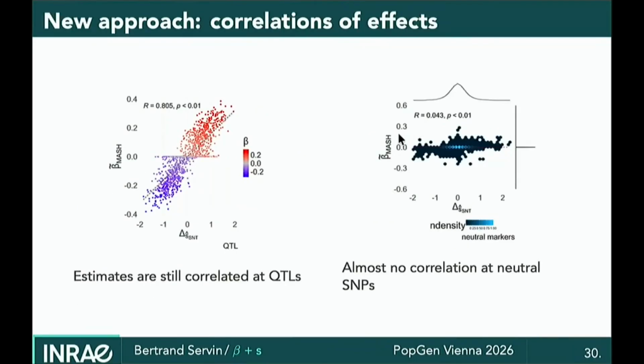And when we do that, we still have good correlation between the new beta tilde and the delta S before. We still have a very good correlation between the two. So we don't lose a lot of power at the QTL. We're still having a good estimation of the QTL effect when there is an effect. However, now there is almost no correlation between delta S and beta tilde. So we removed this correlation that was spurious and that was hurting us.